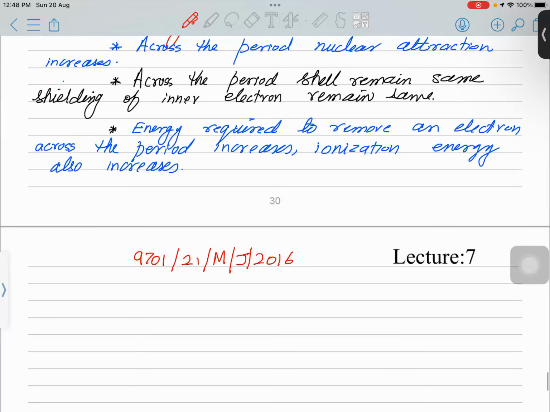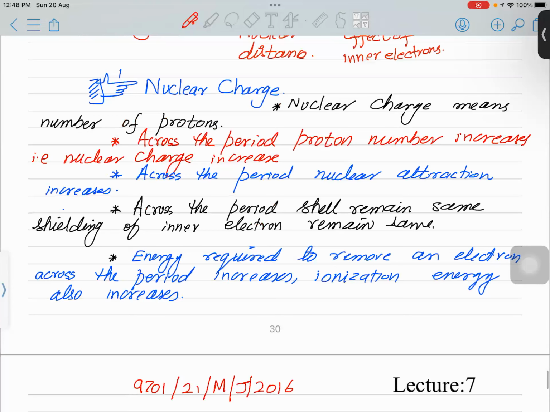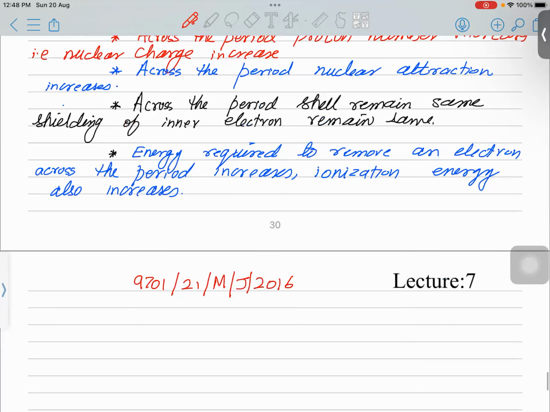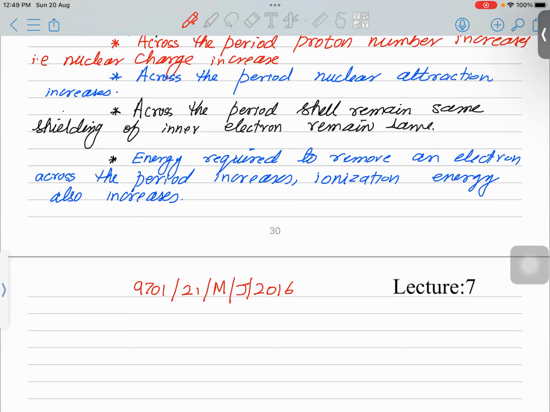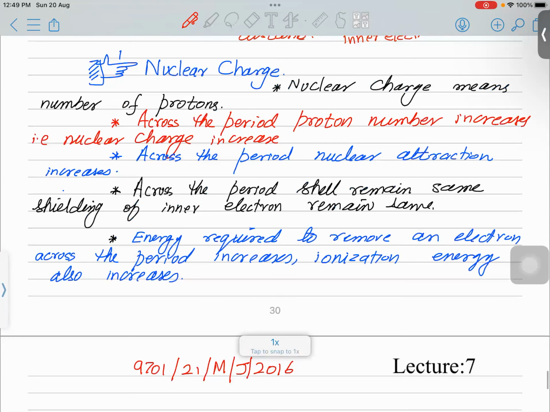Last time we discussed ionization. The first factor which I discussed is nuclear charge. You know that nuclear charge is the number of protons. Point number 1, nuclear charge means proton. Point number 2, across the period, proton number increases.